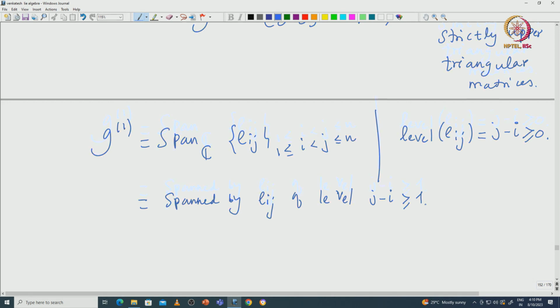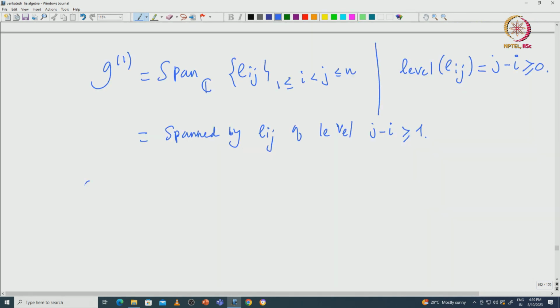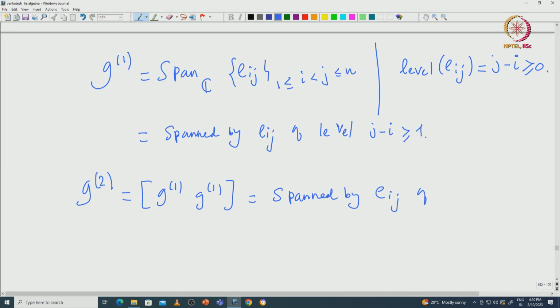Okay. So, now I will leave it to you to check if you compute what is called this G bracket 2, which is the derived algebra of G 1. Then one can prove that it is again spanned by E A j of level j minus I, which is greater than or equal to 2. So, this 1 can be reinterpreted as 2 power 0.